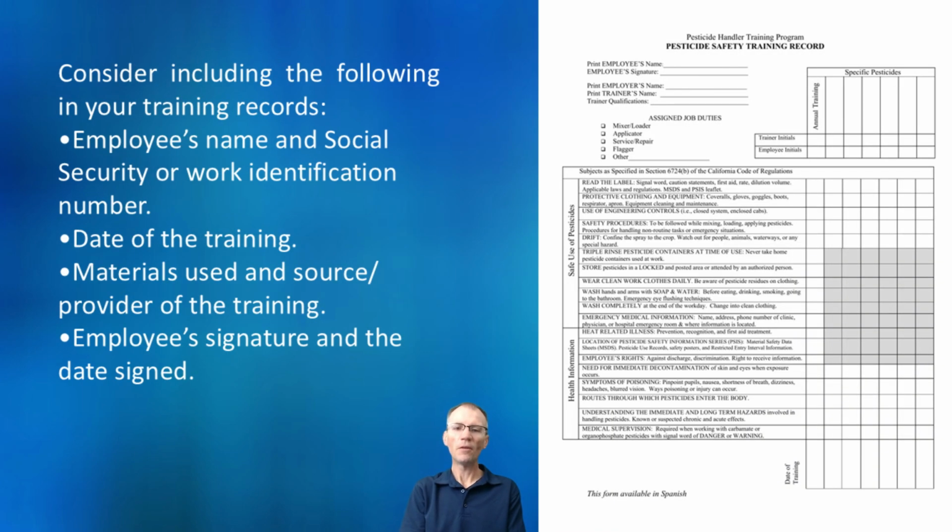Consider including the following in your training records: employee's name and social security or work identification number, date of the training, materials used and source provider of the training, employee's signature and the date signed. So keep in mind, this would be what I would call verified training. I don't know about keeping people's social security numbers these days. Just be very careful on how you store those. But in reality, make sure you have the name, you have some sort of identification number, the date of the training, and what the training was and who provided it.